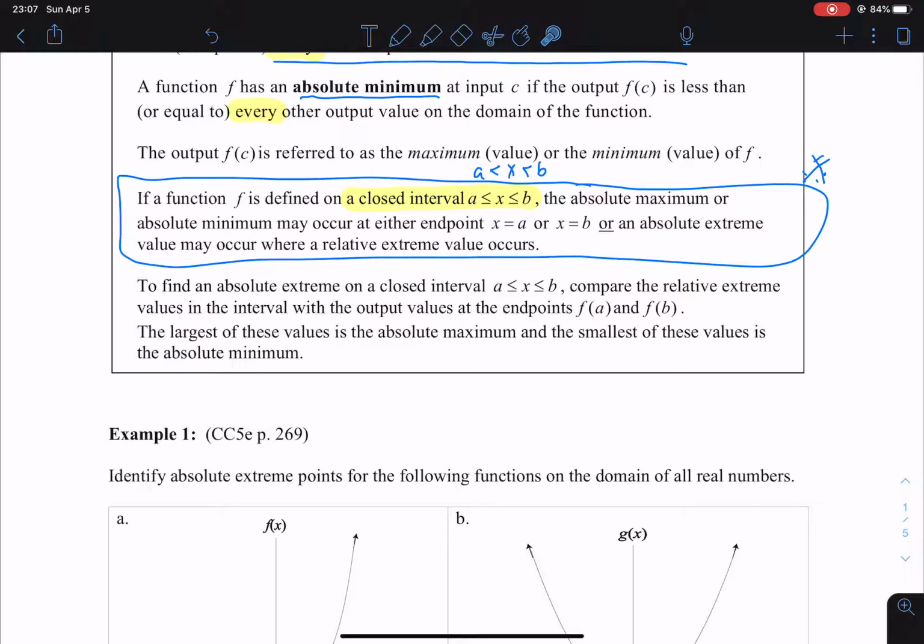So the first case is if the relative maximum point does not exist. And the second case is if the relative maximum point exists. For example, we found two relative maximum points in this function. Then step number 2 is to compare these two relative maximum function values with the two endpoints f of a and f of b. If f of a or f of b is greater than both of the relative maximum points, then we can just pick the boundary point f of a or f of b. The largest of these values is the absolute maximum, and the smallest of these values is the absolute minimum.